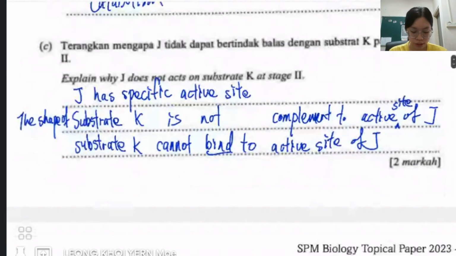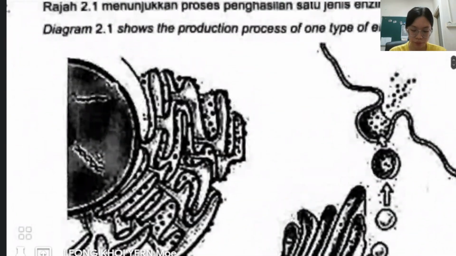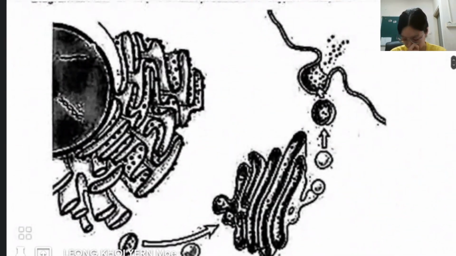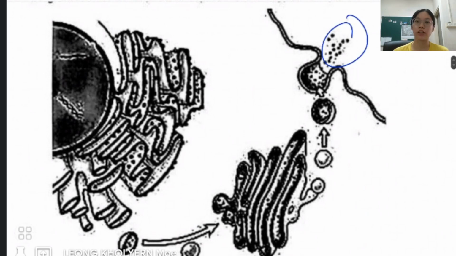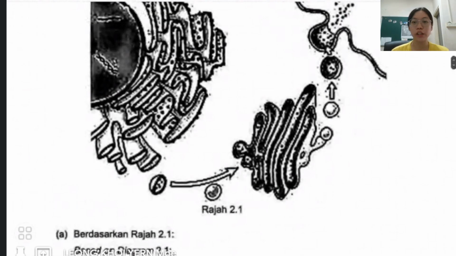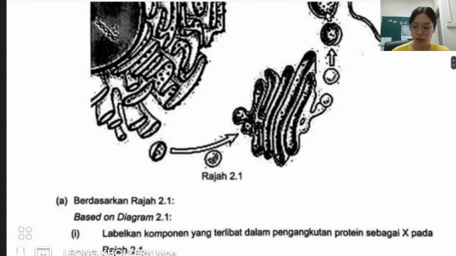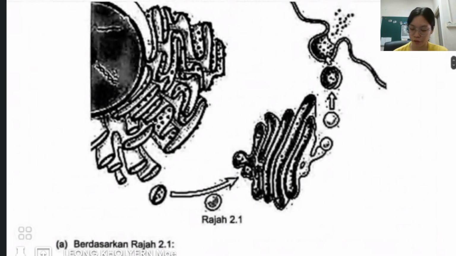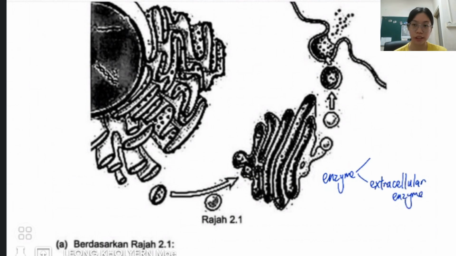Moving on to this Kelantan paper, so it's basically a production of the extracellular enzyme because it is being transported out of the cell to be used out of the cell. So there are actually two types of enzyme. So the first one I mentioned already, it is the extracellular enzyme. It will be transported out of the cell to be used outside of the cell.